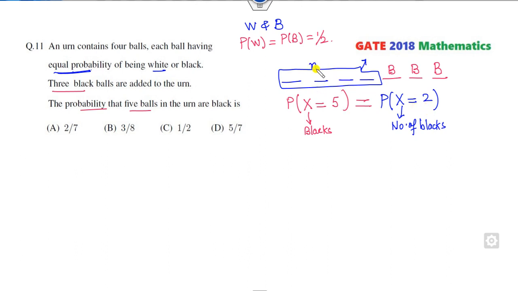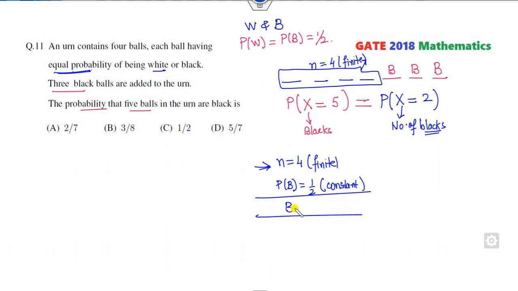Now you can think about that. What is the maximum number of balls? 4, which is finite. So if I write here n is equal to 4, which is finite. What is the probability of a black ball? It is half, which is a constant. So which distribution is applicable when n is finite? It is the binomial distribution. Remember, whenever n goes to infinity, then you have to apply the Poisson distribution. But here n is finite, so it is the binomial distribution.